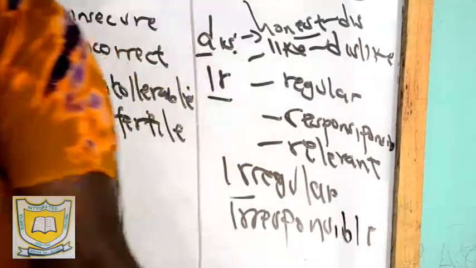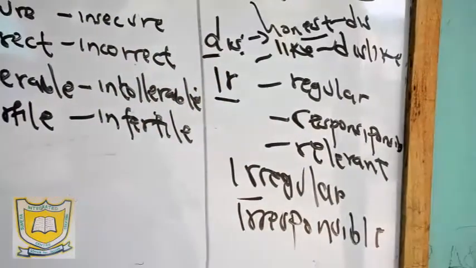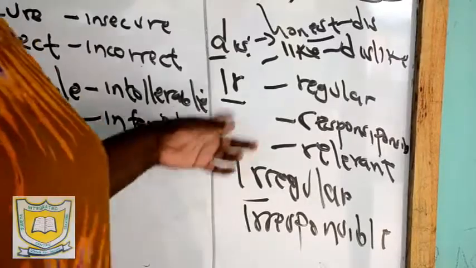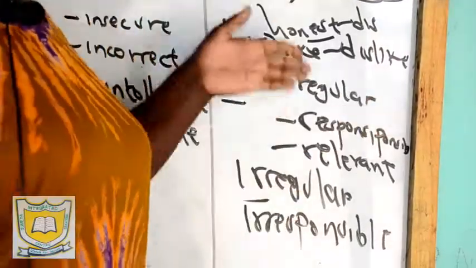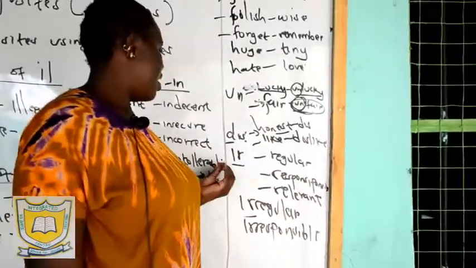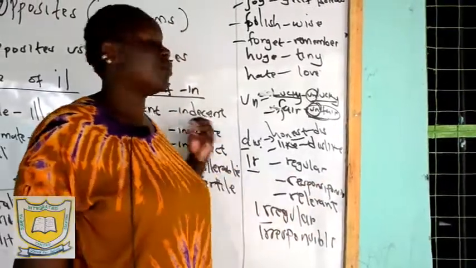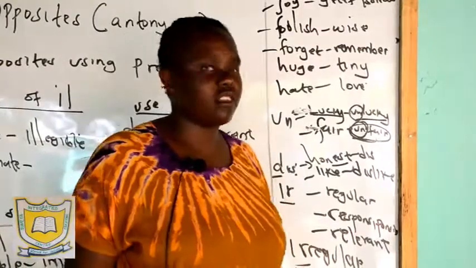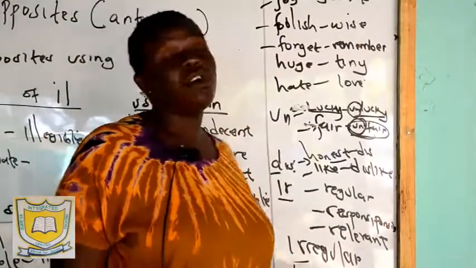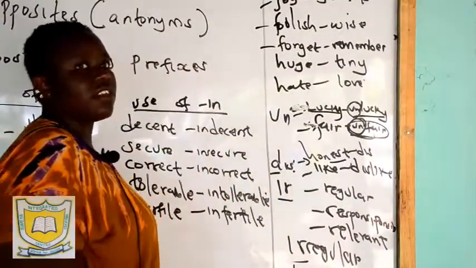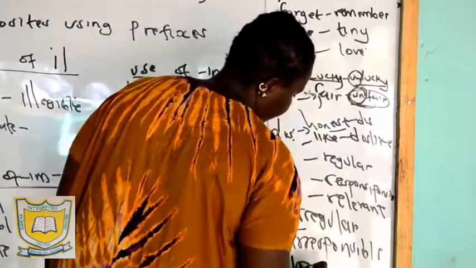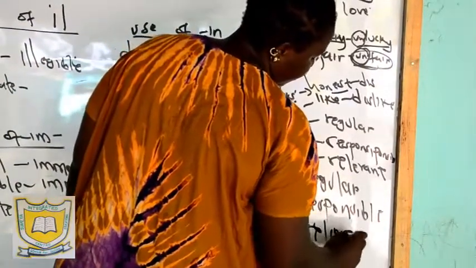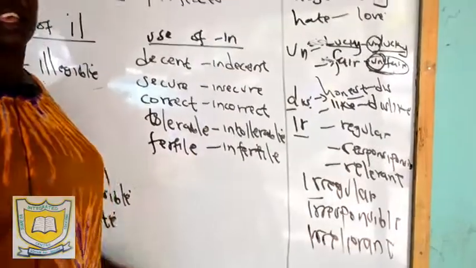And how can you tell a learner is responsible? By looking at the kind of work they do. So it is irregular. If something is not regular, then it is irregular. If someone is not responsible, then that person is irresponsible. And then you are relevant. If you are not relevant, we say you are irrelevant. You are relevant, and if you are not relevant, we say you are what?